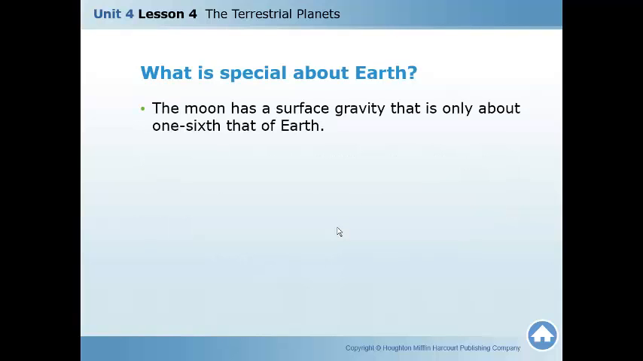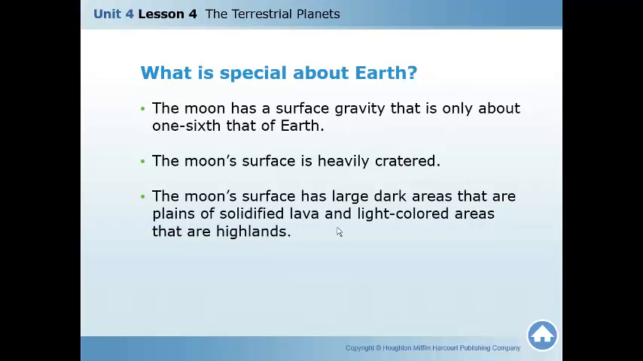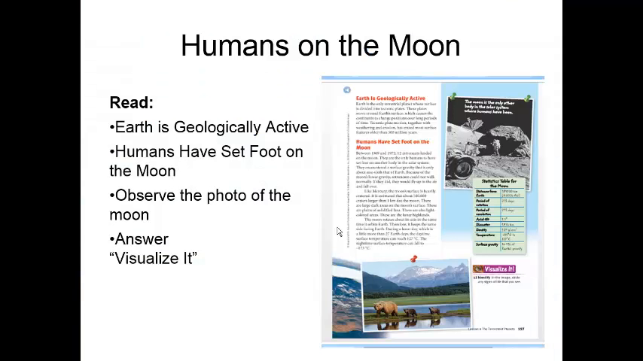The moon has a surface gravity that's only about 1/6 that of Earth. So we've talked about this too, that when you go to the moon, your mass is the same, but your weight is different because of that force of gravity not pulling as hard on you. And the surface of the moon is also heavily cratered. Things have hit the moon over the years. The moon's surface has large dark areas that are plains of solidified lava, and then we also have the light-colored areas, which are what we call the highlands.